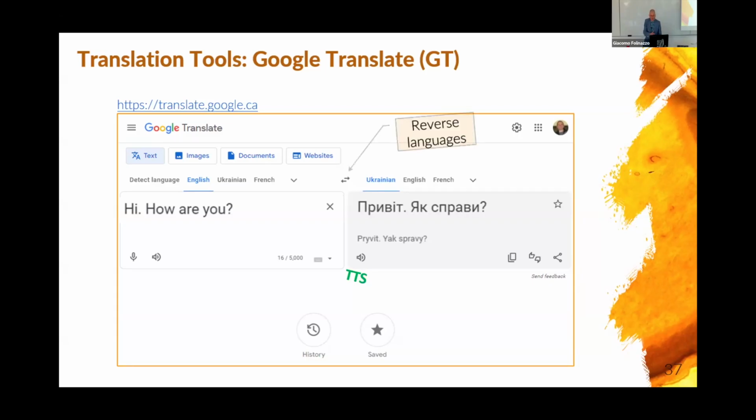Then you reverse the languages, you switch the language, and then you can use ASR and say, Привіт, як справи? Then you see whether the software will transcribe it accurately. So this can give you feedback. And then you can also listen to your own pronunciation as well, right? So I think this is a very interesting tool for learning.